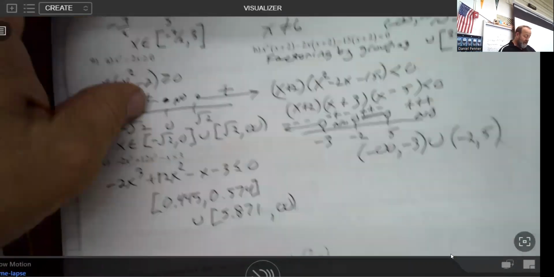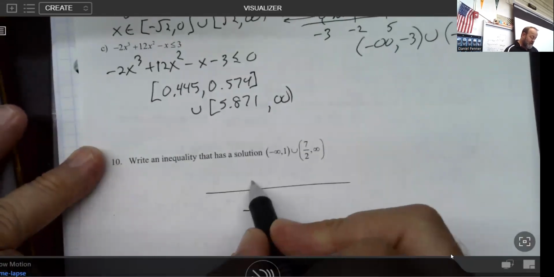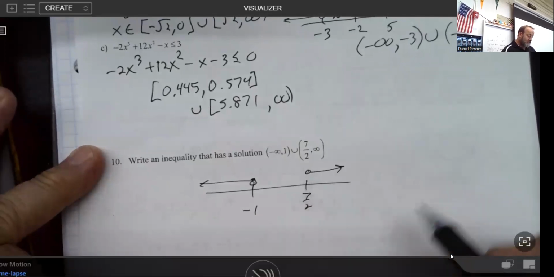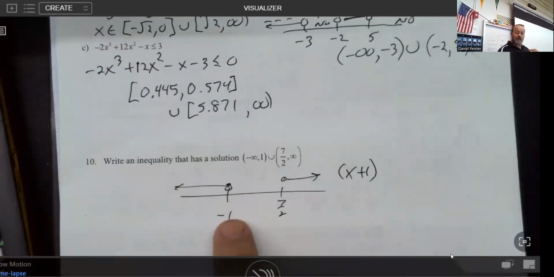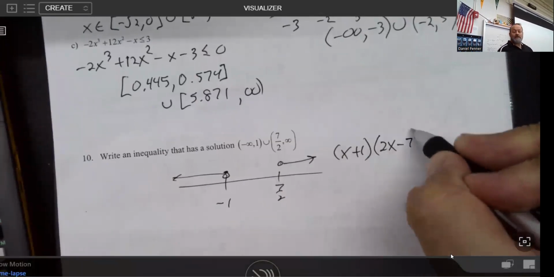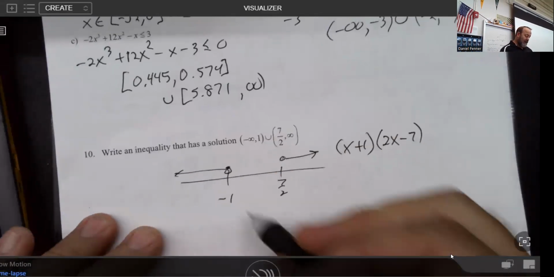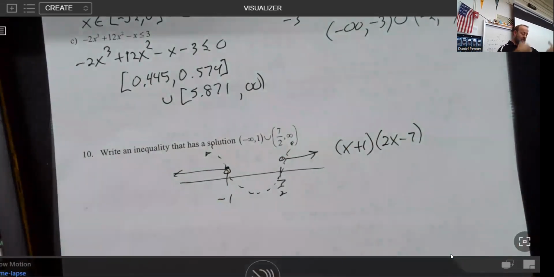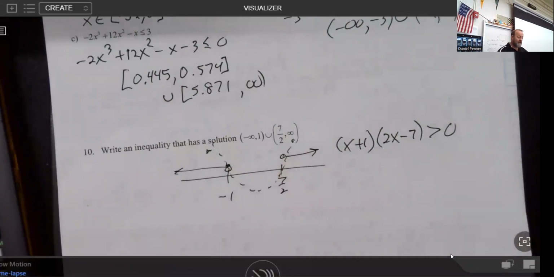Okay, and the last one, I'm supposed to make an inequality that has a solution of all of these numbers out here and all of these numbers right here. And quite simply, I would just write x plus 1 because that would be a simple factor that would yield that root. 2x minus 7 is a factor that would yield that root. And if I picture this as a simple parabola that is going up, I'd be looking for the region of that parabola that is above the x-axis. So I'd simply answer the question, when is it greater than 0?